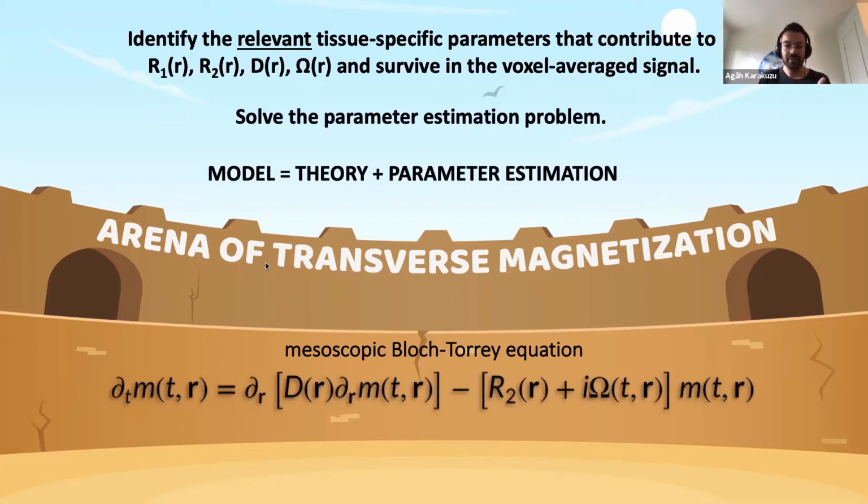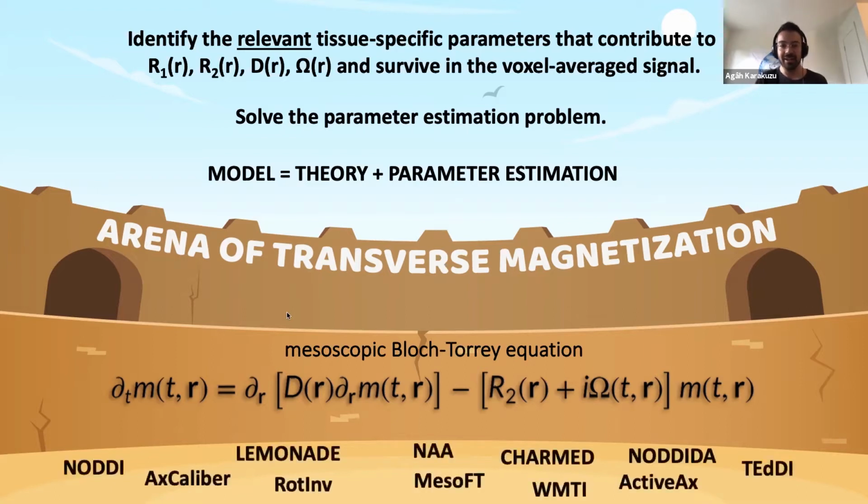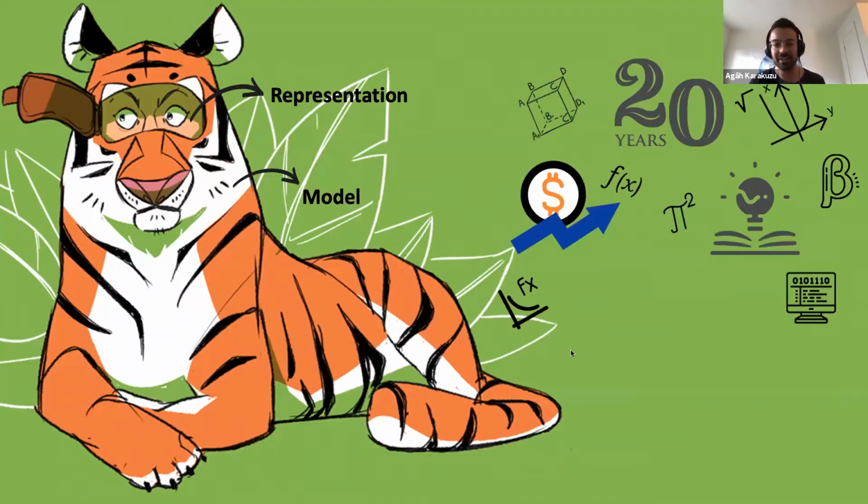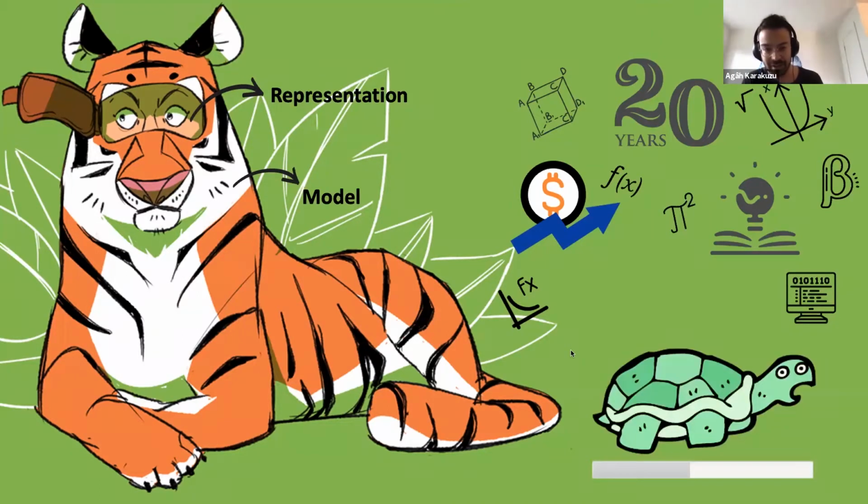And obeying the rules of this arena more or less strictly and being more or less specific about the underlying tissue microstructure, there are tons of diffusion-based gladiators, but none of them are free yet. And I think this quote in the article has a stark explanation as to why. It says, advanced diffusion acquisition and models just seem to be mathematical magic tricks for new grants and publications. We are still using the diffusion trace for everything. So despite 2 decades of financial and intellectual investment, the progress is slow.